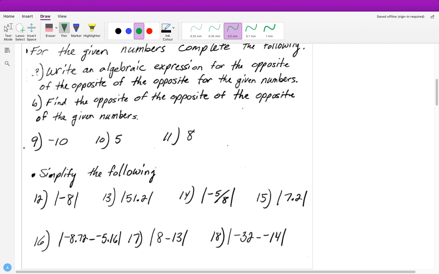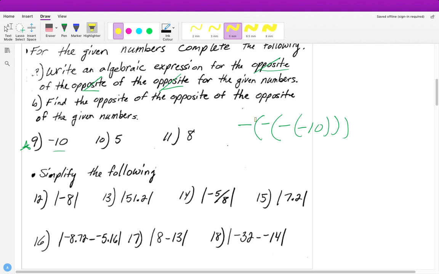All right, I'm going to do this number 9. So it says find the opposite of the opposite of the opposite. And first we need to write an expression. Remember, opposite, we can just represent it by the negative sign. So it's the negative of the negative of the negative, and then our number is -10. So this is what our expression will look like. And then remember, every time that we have 2 negatives, they will cancel out to give us a positive. So those 2 will give us a positive, and those 2 will give us a positive. So that means our final answer is just +10.